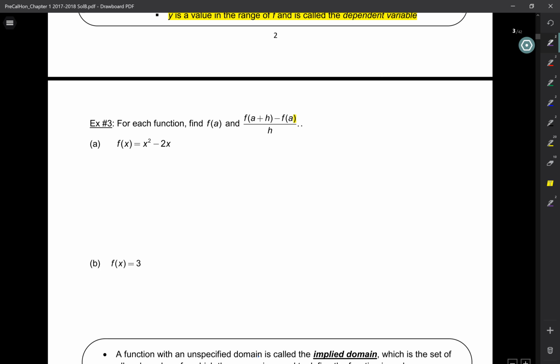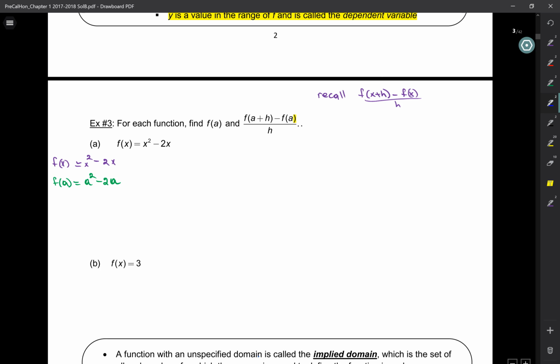So recall f of x plus h minus f of x over h. The difference now is what? It's a. Let's do a little bit of work in the margin here. F of x is given to me as x squared minus 2x. What's f of a? A squared minus 2a.